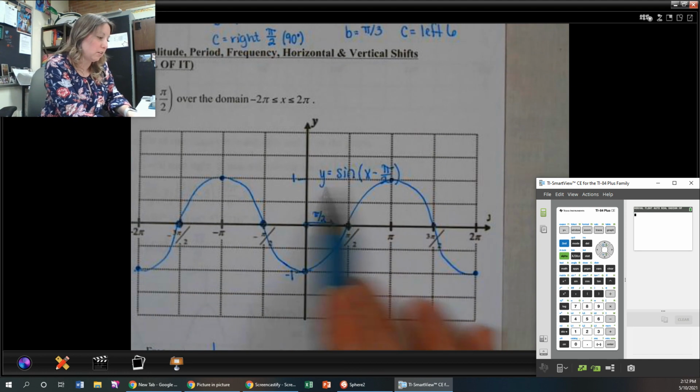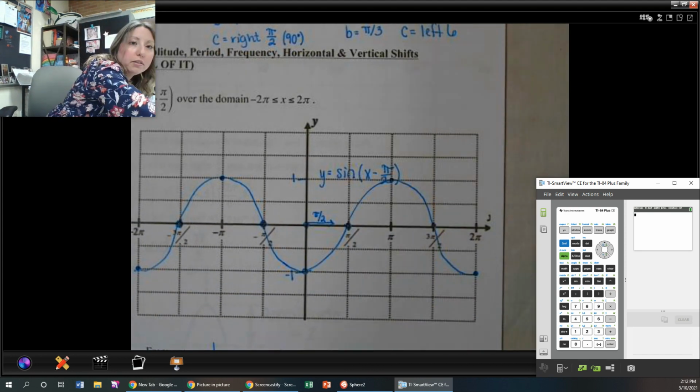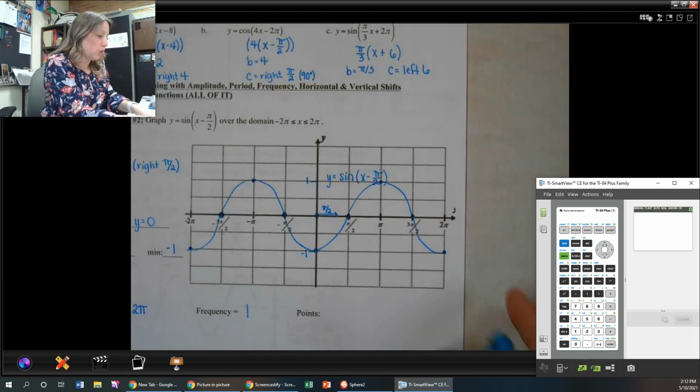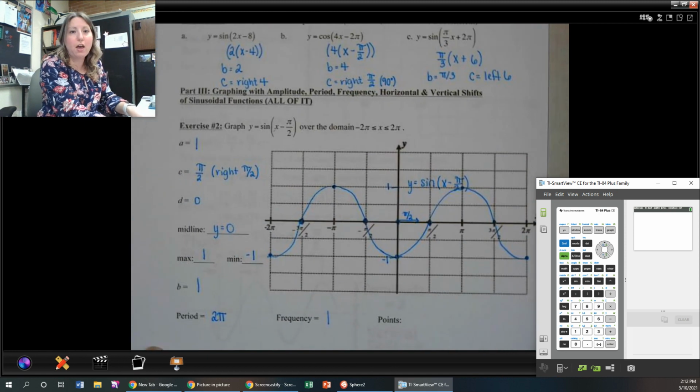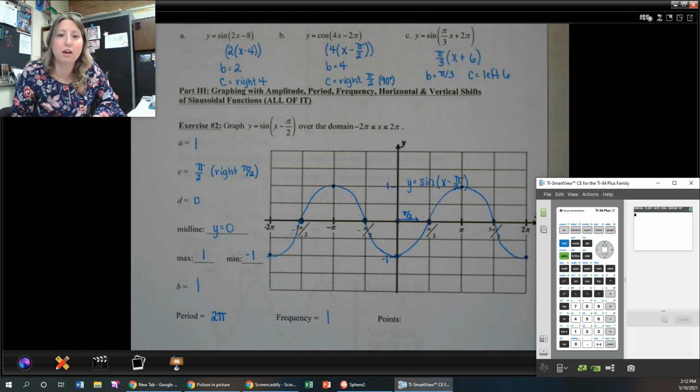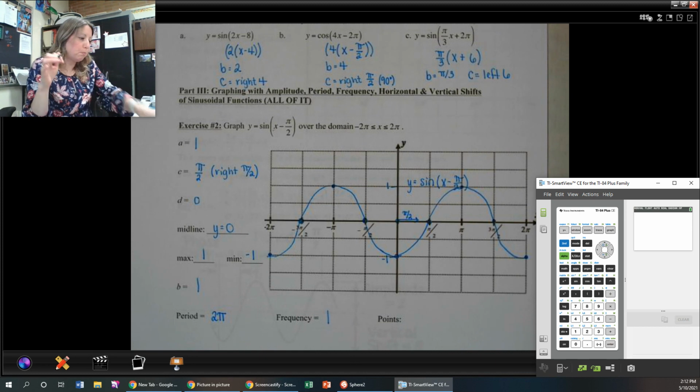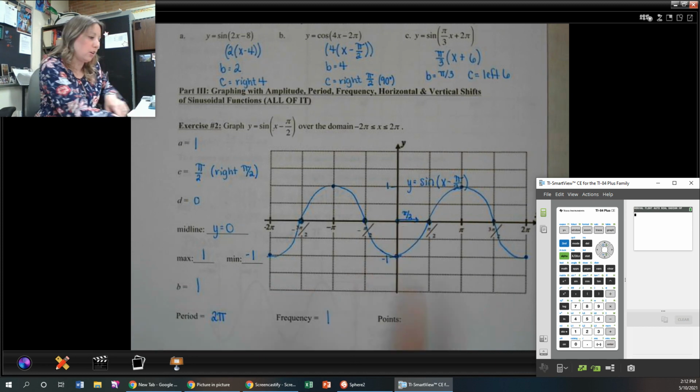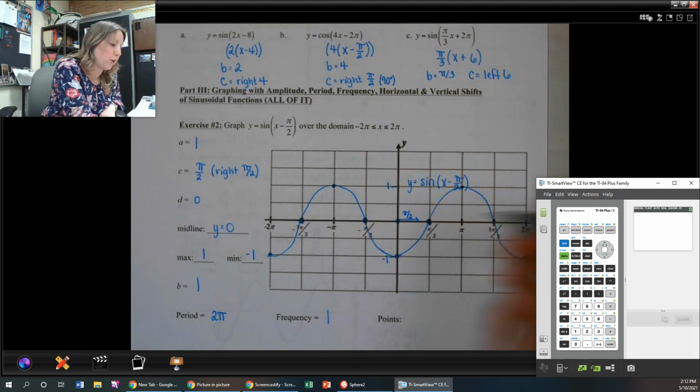I just labeled it at the end. But all this one had was a phase shift. So this one just shows you that phase shift that we were just looking at. Moving to the right pi over 2 or 90 degrees. So that's just where my first start point went, and I figured every point from then.